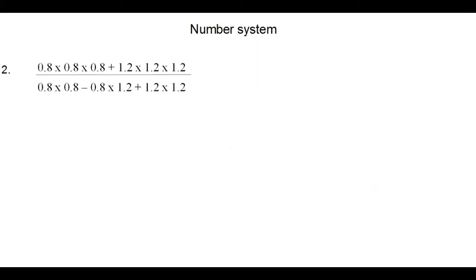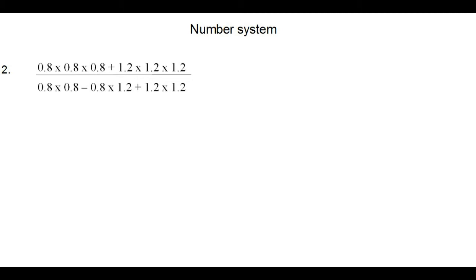Let us now take the second example based on the various formulae from algebra that we have learned. Now this is like a simplification question which is 0.8 into 0.8 into 0.8 plus 1.2 into 1.2 into 1.2 divided by 0.8 into 0.8 minus 0.8 into 1.2 plus 1.2 into 1.2. So we need to simplify this and find out what is the answer.